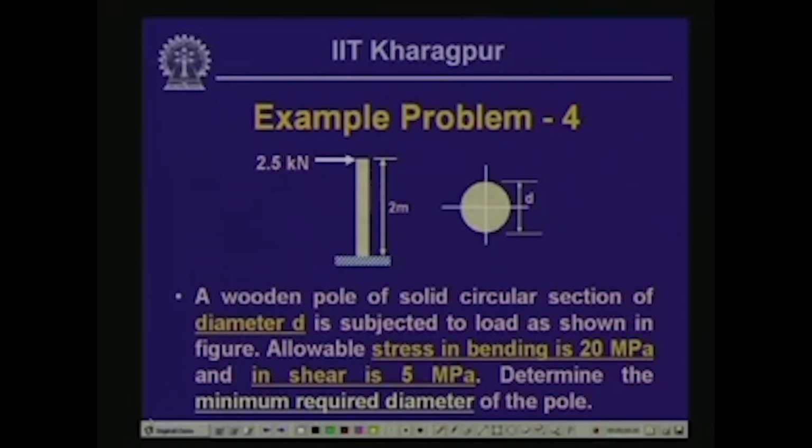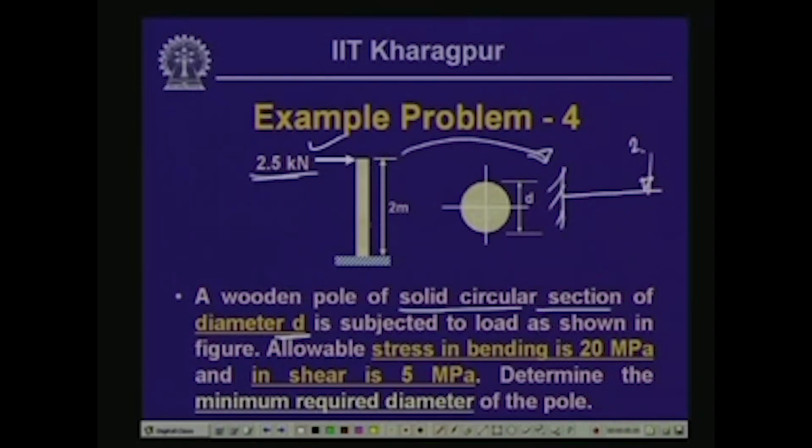Well, now let us look into this particular problem, which has relevance with the discussions we had today. This is a wooden pole having a solid circular cross section of diameter d, and it is subjected to a lateral load of 2.5 kilonewton at the top. As you can make out, you can orient this and take it as a cantilever beam subjected to a load at its tip of value 2.5 kilonewton, and the length is twice 2 meters.